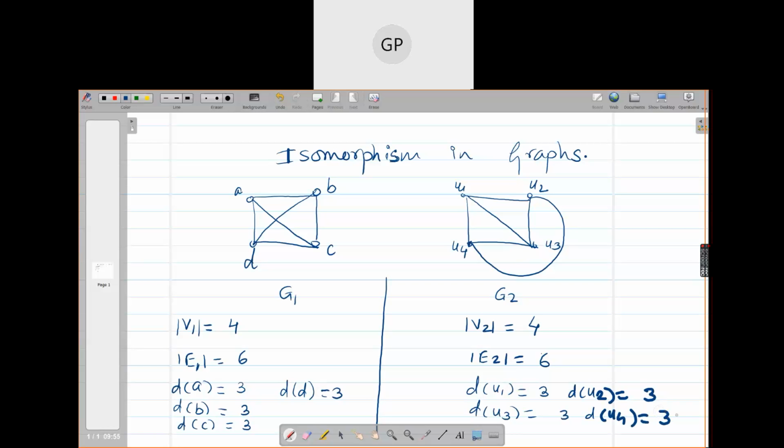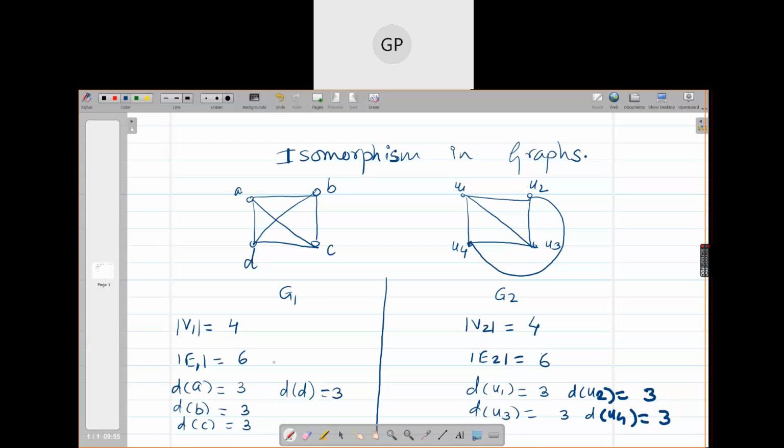Okay, so these are some basic conditions for isomorphism: the number of vertices in both the graphs should be the same, the number of edges in both the graphs should be the same, and then according to the adjacency of the vertices, you should be able to map one vertex of G1 to another vertex of G2. So in short, you should get a bijective mapping between the vertex sets of both the graphs and between the edge sets of both the graphs.